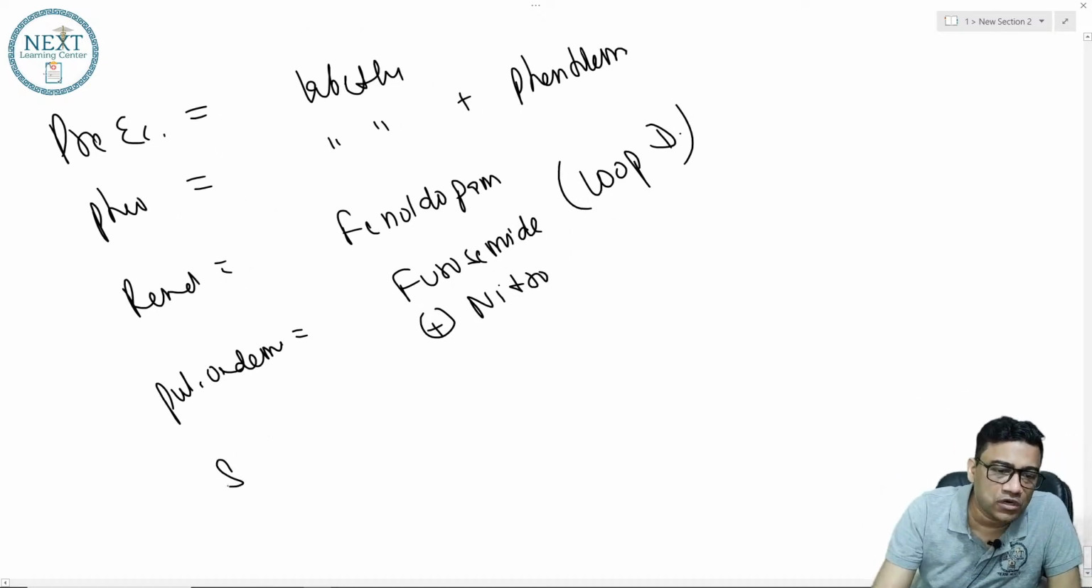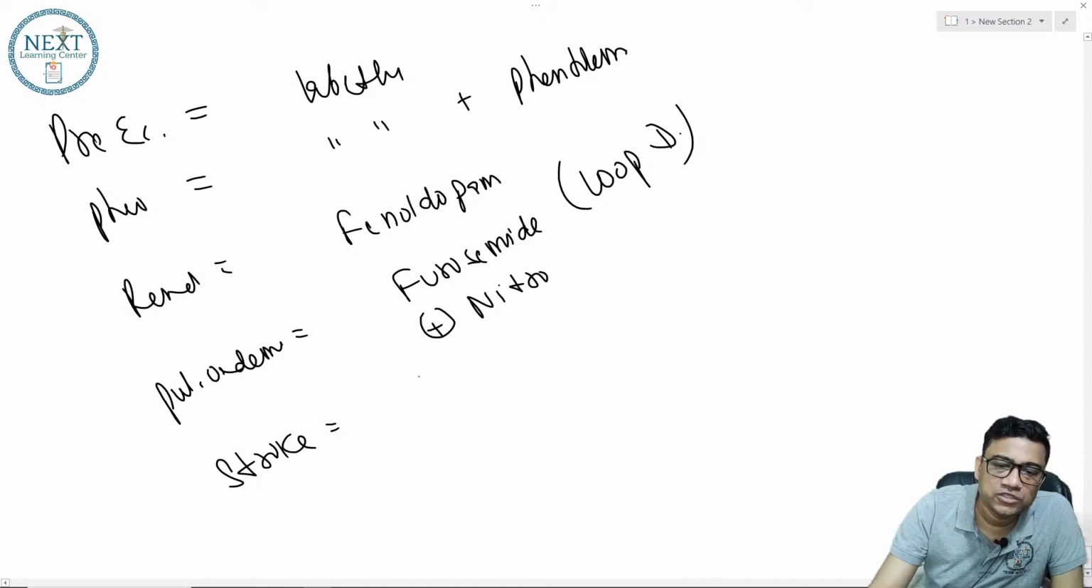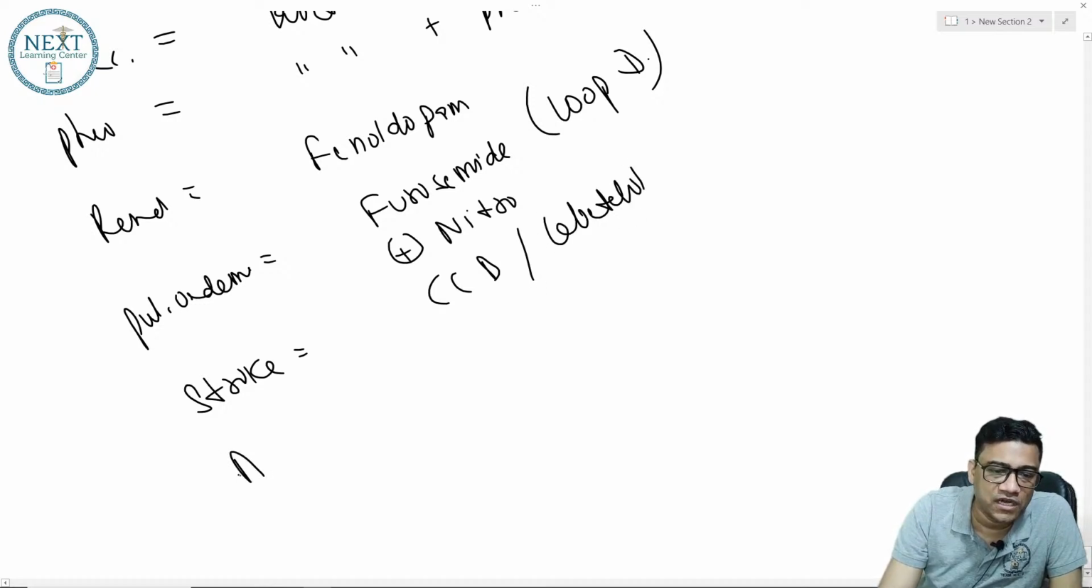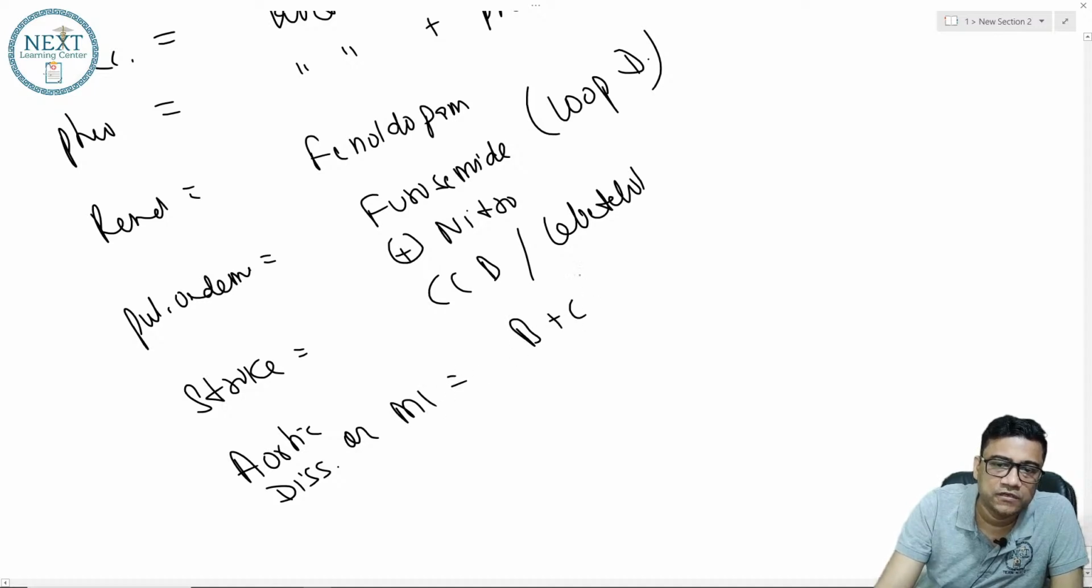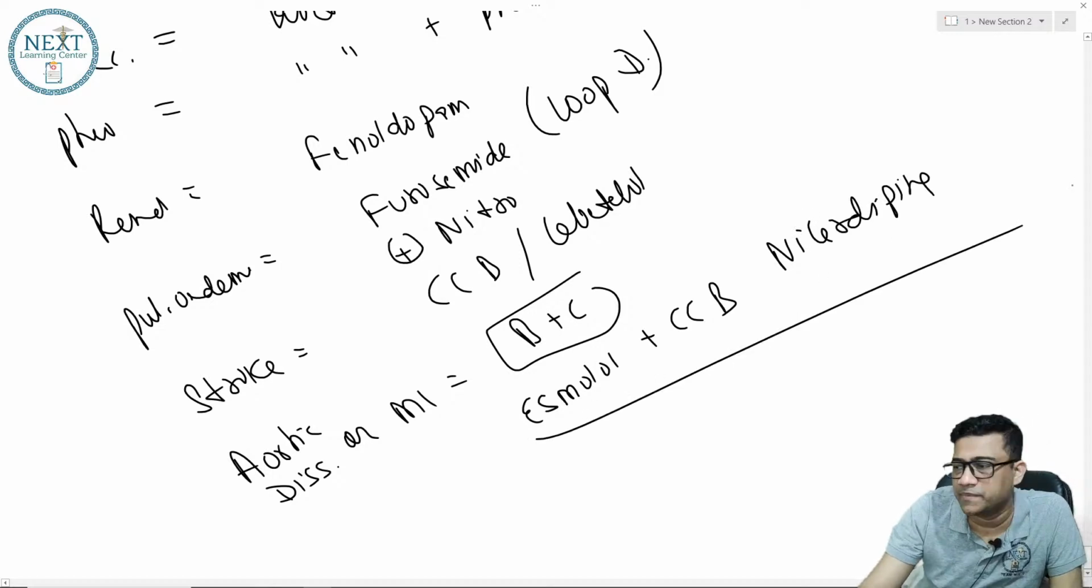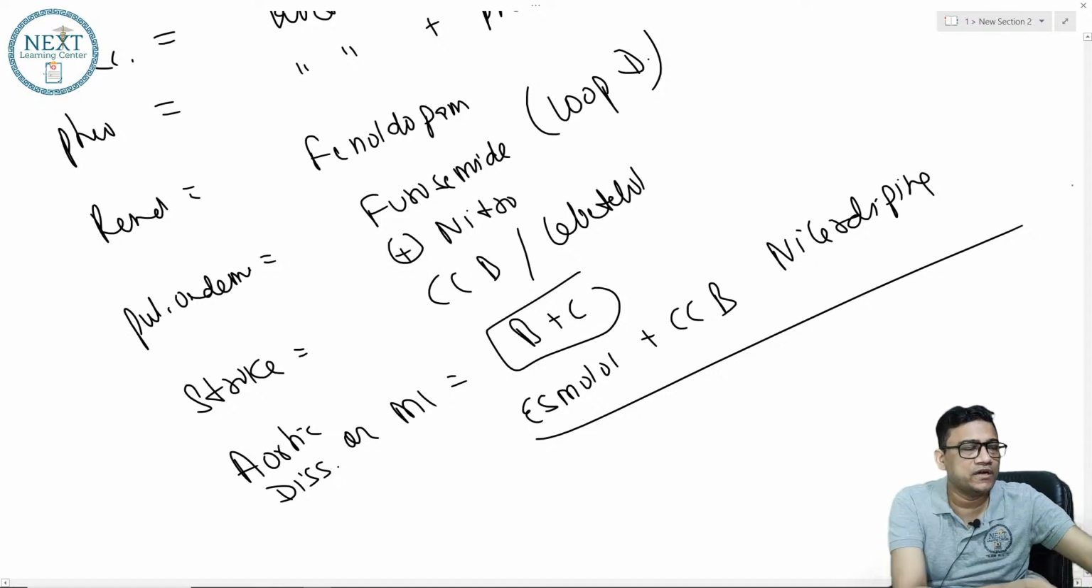And if it is stroke, in stroke we'll give CCB, and can add labetalol. And if it is aortic dissection or MI, B plus C. What is B plus C? Esmolol plus CCB, nicardipine. This will come in the exam. Be ready, solve it, 100% sure.